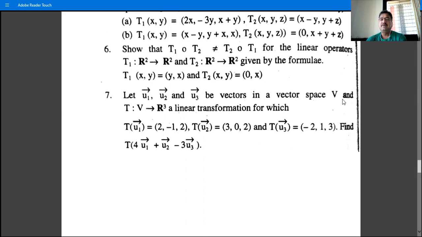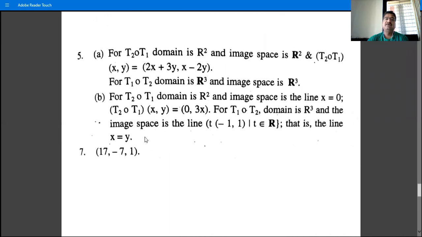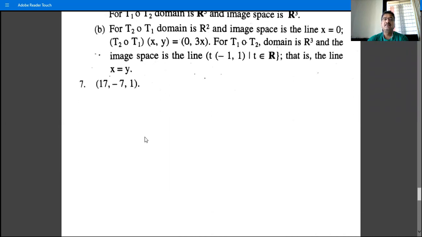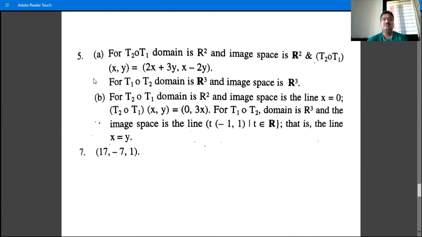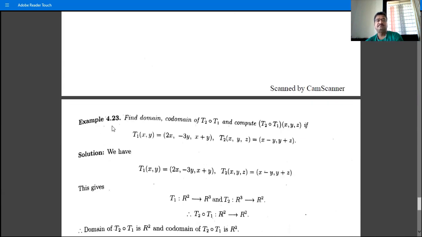If U1, U2, U3 are vectors of vector space V, and T from V to R cube is a linear transformation for which T of U1, T of U2, T of U3 are given, find T of 4 U1 plus U2 minus 3 U3. By using the property of linear transformation, this is equal to 4 T U1 plus T U2 minus 3 T U3, and then writing T of U1, T of U2, T of U3, we have the answer. So these are the problems again for homework. These are the answers of problems number 5, 6, 7. Their answers are also given.